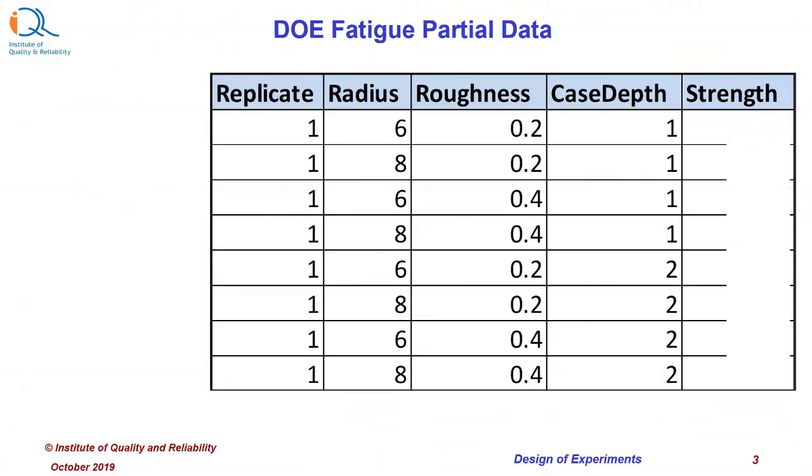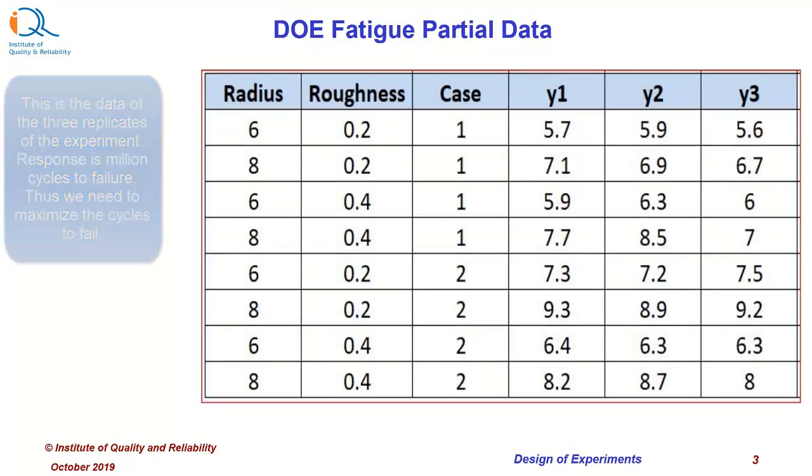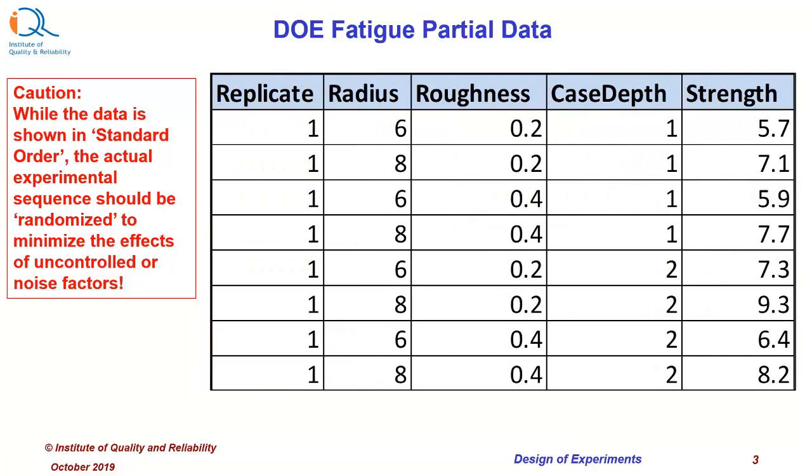This is the data of the 3 replicates of the experiment. Response is million cycles to failure. Thus, we need to maximize the cycles to failure, which represents the fatigue strength of the crankshaft. Caution: while the data is shown in standard order in this table, the actual experimental sequence should be randomized to minimize the effect of uncontrolled factors.